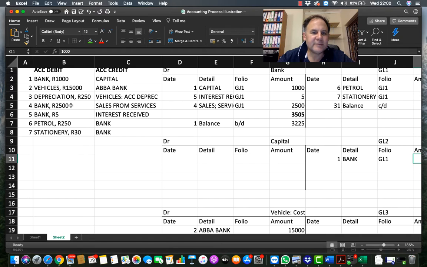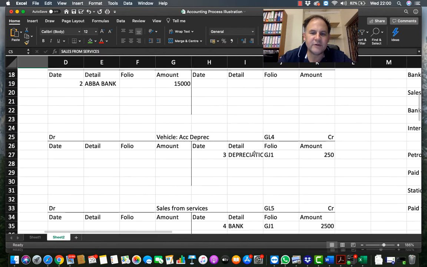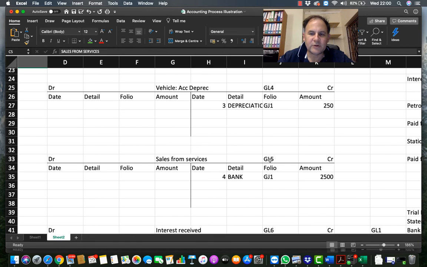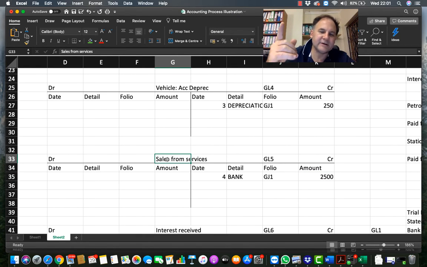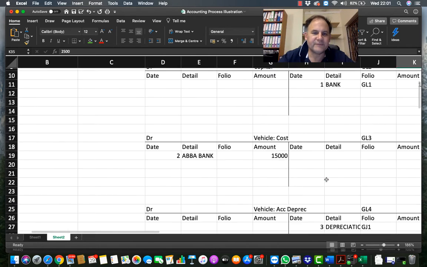Let's look at the income from the services rendered, the 2,500. We debited bank, there's the debit, and we created an income account called sales from services. We call it GL5, there I've credited it. You can't see the word income here. You know it's an income account, and that's where you find the rule from, because you know, oh, it's an income account, income is increasing equity, therefore I must credit it.